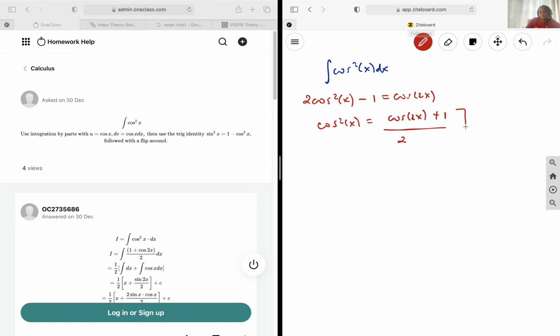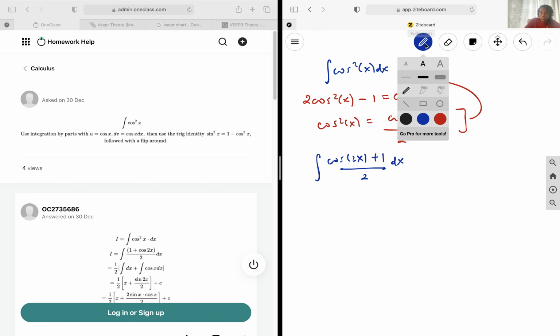And so we're just going to substitute this in back here because it's easier to integrate this than it is this due to the square. And so we're going to have the integral of cos 2x plus 1 all over 2 dx.